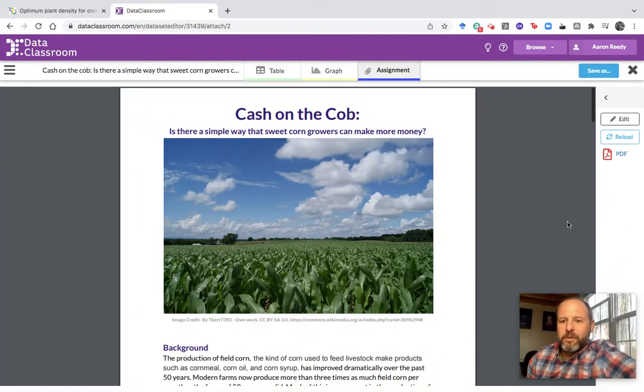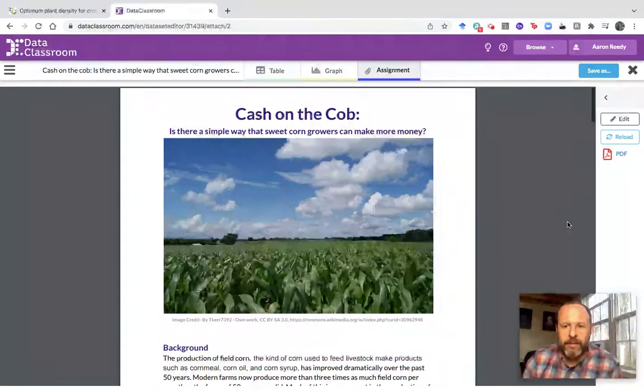Hi, I'm going to do a video walkthrough and show you this new activity called Cash on the Cob. Is there a simple way that sweet corn growers can make more money? So first, let me just give you some background. This comes from a recent research paper that came out in 2019.